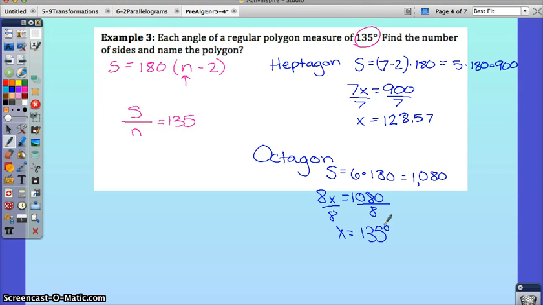That's what I wanted. So a regular polygon with a measure of 135 at each angle, find the number of sides and name the polygon. It would be an octagon, and it said find the number of sides, so there would be 8 sides.